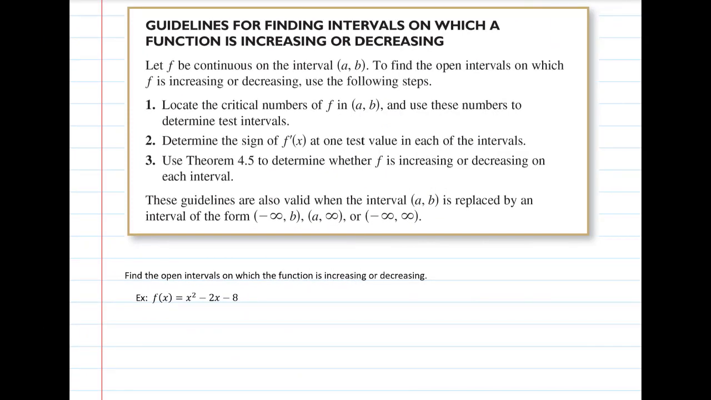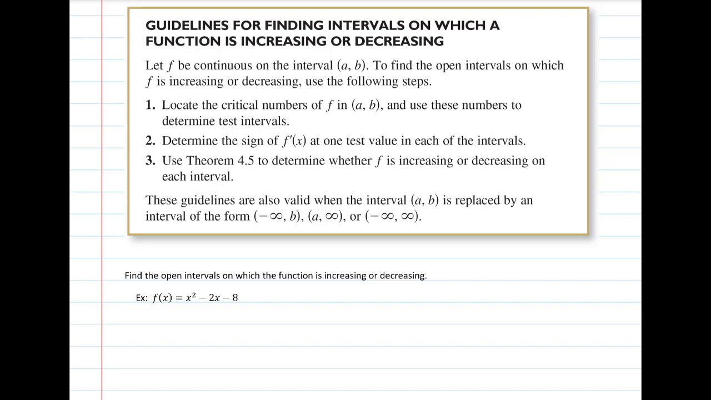Here we have a couple of guidelines for finding intervals on which a function is increasing or decreasing. So having a continuous function on the interval a, b, we use the following steps. First, we want to locate the critical numbers so that we use those to determine test intervals, and we'll see that in an example in a minute. Then we determine the sign of the derivative of f at one test value on each of the intervals. We're going to use the theorem from before to determine whether it's increasing or decreasing on that interval based on the sign of that derivative, okay? And then we'll write the intervals accordingly.